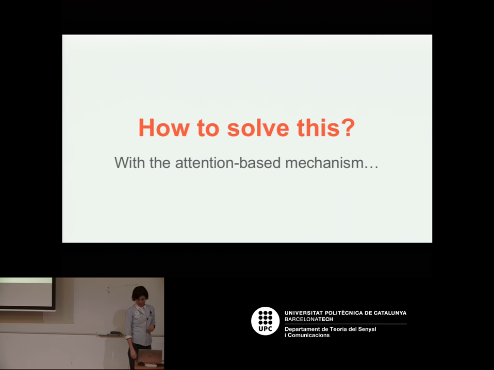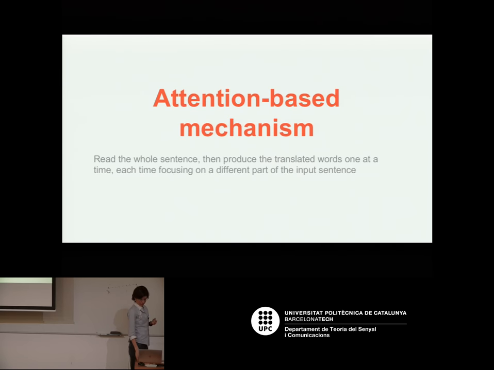And how to solve this? With the attention-based mechanism. The idea is that we want to model this translation as we humans do, that we put attention to different parts of the sentence depending on the part that we are translating. We are not memorizing the entire sentence and then translating. So the idea is to put this attention depending on the part that we are translating.